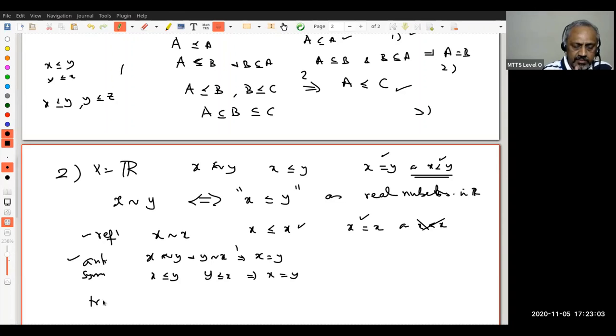And next is transitivity. What does that mean? If x is related to y and y is related to z, then I want to say x is related to z.